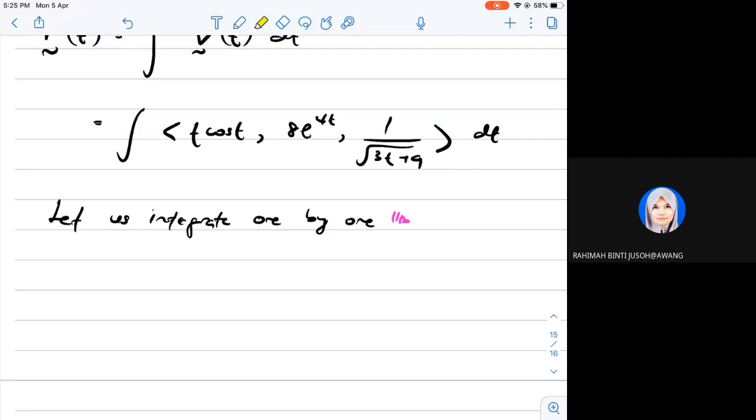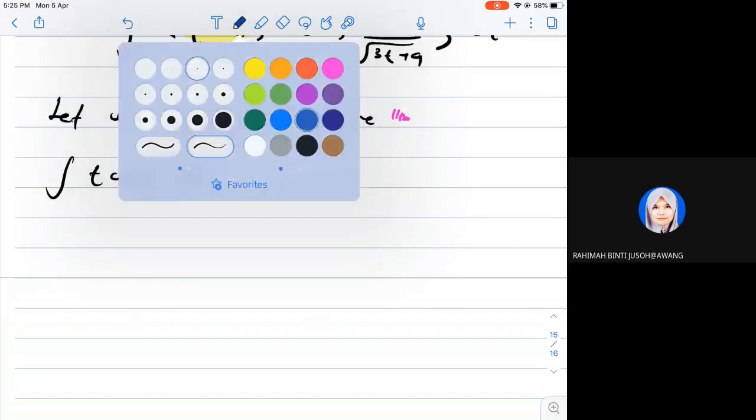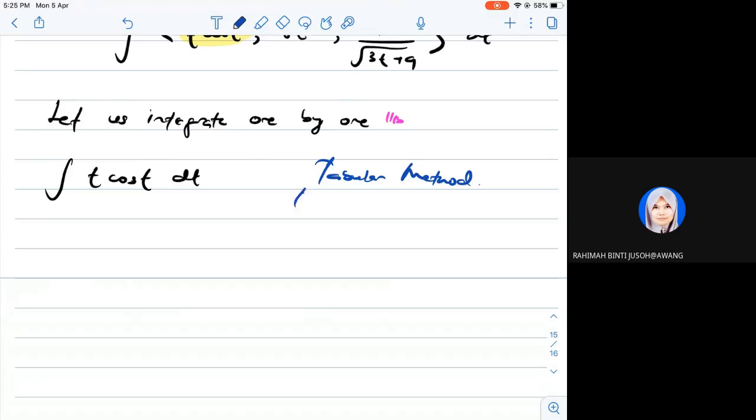So, kita integrate one by one lah. Kita integrate yang ni dulu, first component. Integrate t cos t dt. Okay, now we have multiplication of two types of function. So you can use either integration by parts or tabular method. Okay, pernah dengar tabular method? Yes. Okay, tabular method. It is much easier compared to integration by part lah. So kalau pakai tabular method, we will have differentiate column and then integrate column. Macam tu. Okay, nama dia tabular method.